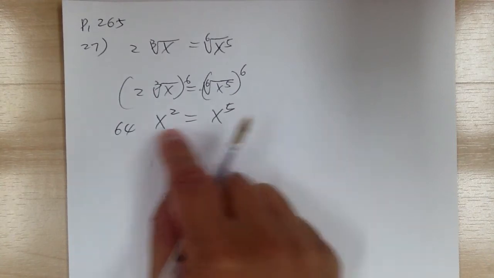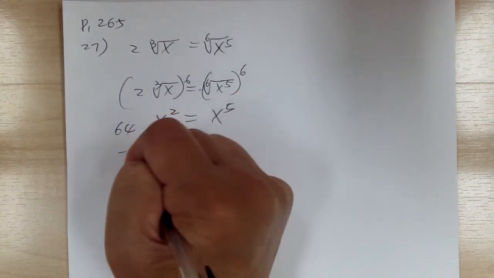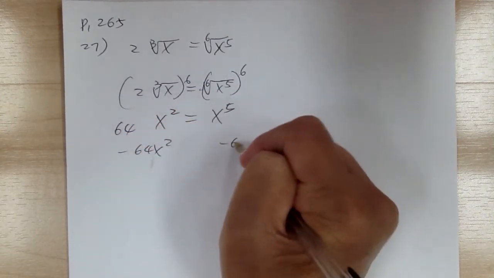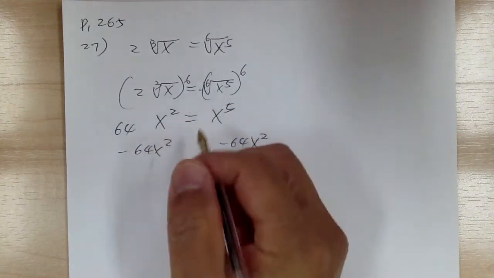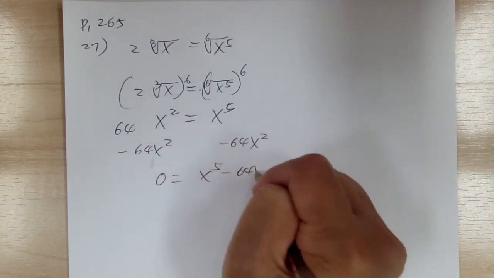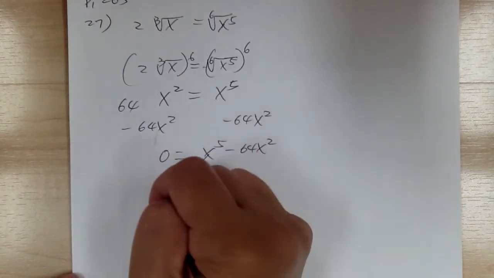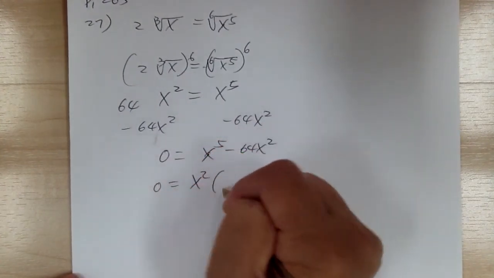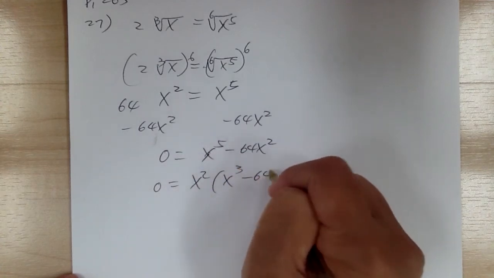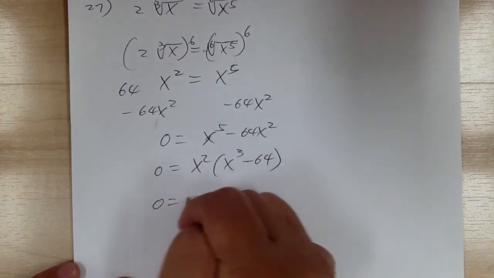So what you want to do is you want to do the factoring. Okay, so go and make equal to 0. So minus 64x squared, minus 64x squared. So you get 0 equal to x to the 5 minus 64x squared. Go ahead and factor the x squared. So you get x cubed minus 64. So now you have to do the factoring of the cube.